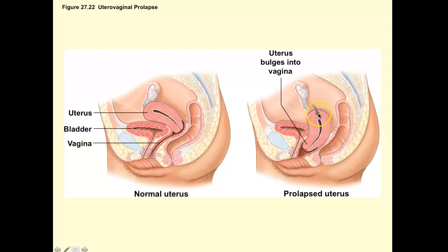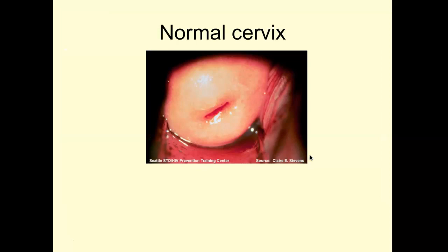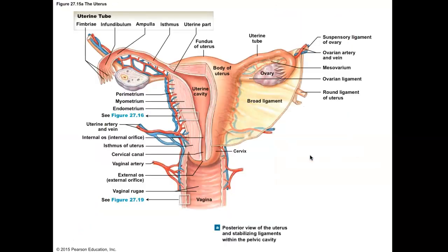So this is prolapse, and there's degrees of prolapse, but this is just a very mild one. It bulges into the vagina. This is a pretty profound picture of that. All right, so that's the importance of our ligaments holding the uterus in place. Let's take a look at the internal anatomy.